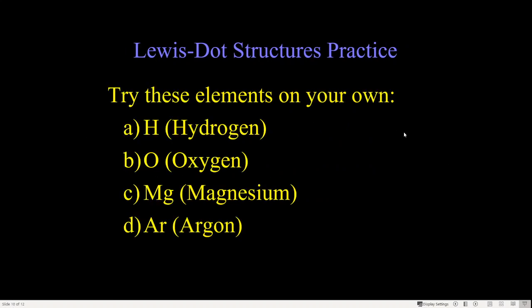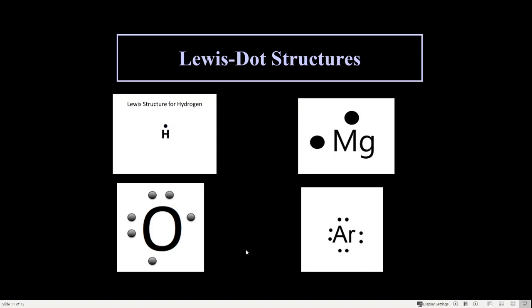All right, so now I want you to pause the video. On any piece of paper you have, try to make these on your own: hydrogen, oxygen, magnesium, and argon. All right, so hopefully you stopped and tried it on your own. You can check it here. Your hydrogen should look like this. Oxygen should look like this. Magnesium should look like this. And argon should look like this.